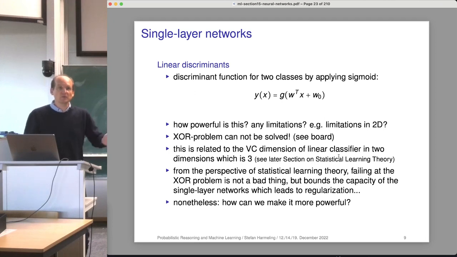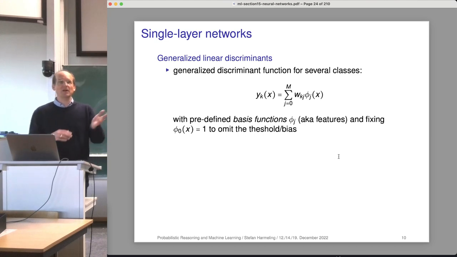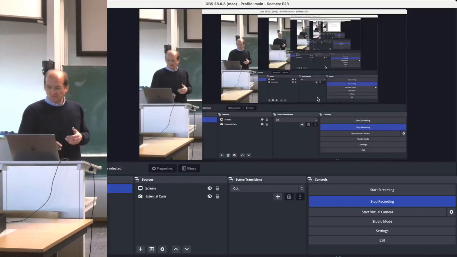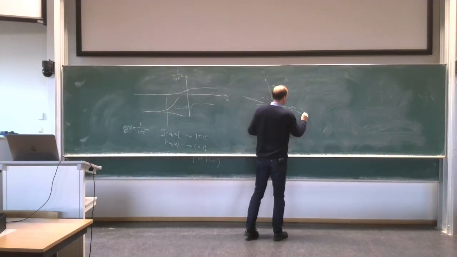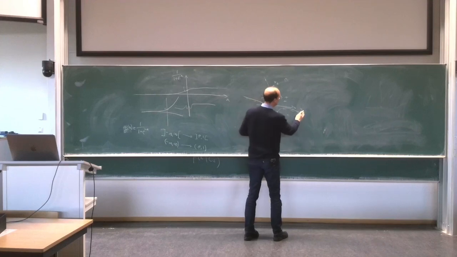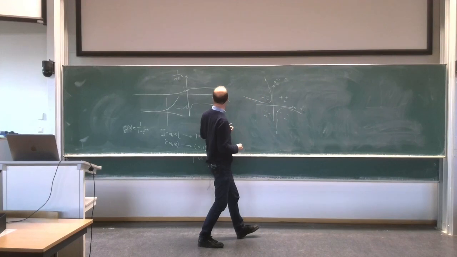Of course, we would like to make it more powerful. How can we make it more powerful? We make it more powerful by using just the same idea as in linear discriminant analysis. We put some basis functions here, okay? So again, for the threshold, we need to fix the zeroth index to be one, but with the other ones, we can go crazy and have any features that we want. For example, for the XOR problem, if that is the first coordinate and that is the second coordinate, or maybe I should put the indices up here.